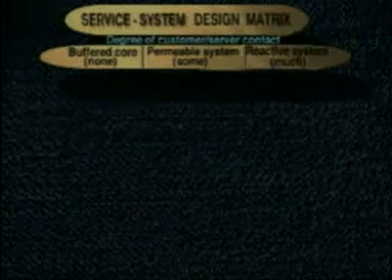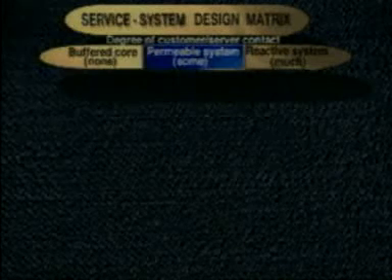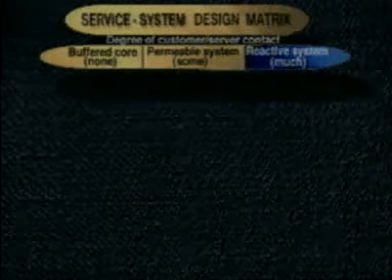The Service System Design Matrix was developed to show the relationship between the three key factors of service and how these factors relate to the service delivery system. The first factor is the degree of customer contact. There are 3 degrees of contact: the buffered core or no contact, the permeable system or some contact, and the reactive system or much contact.